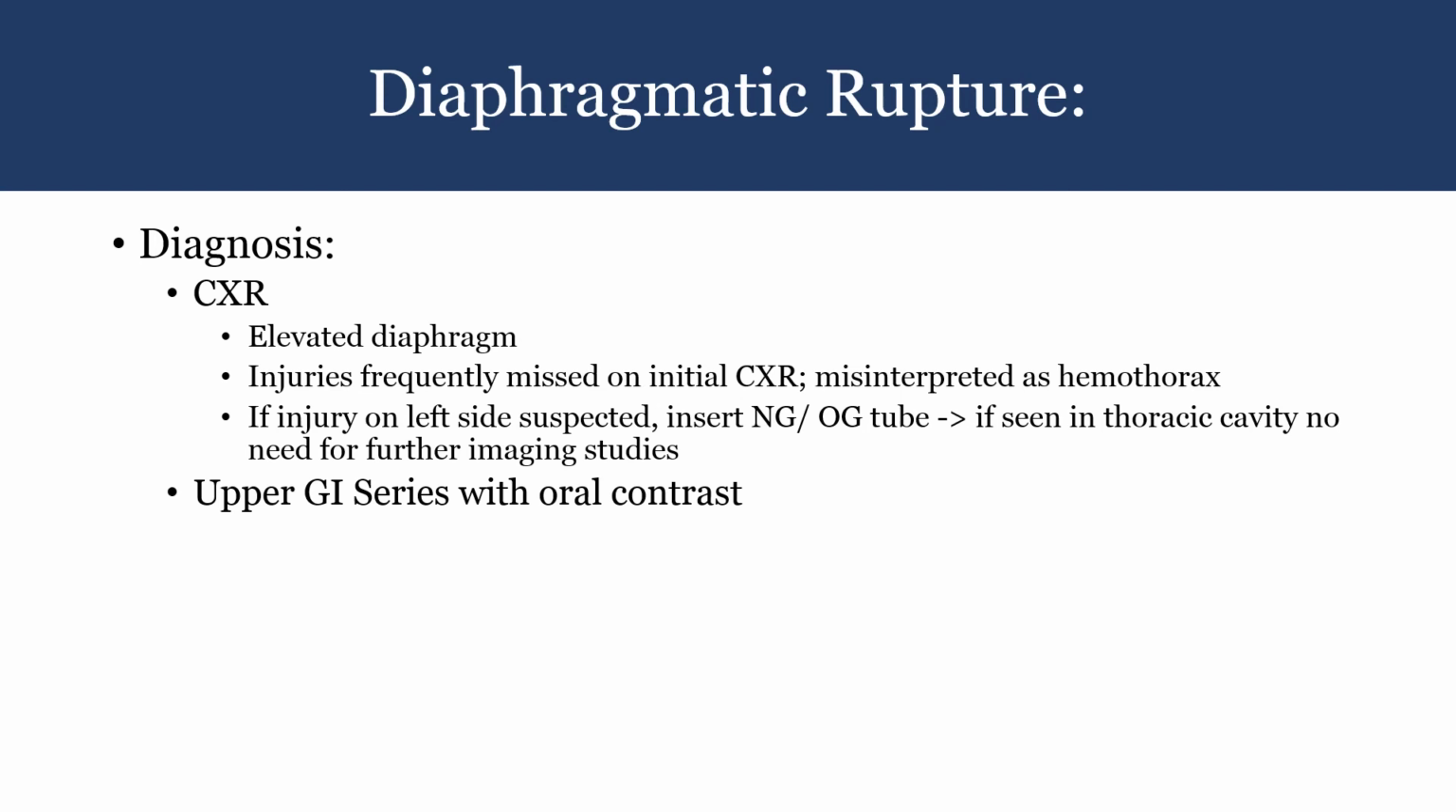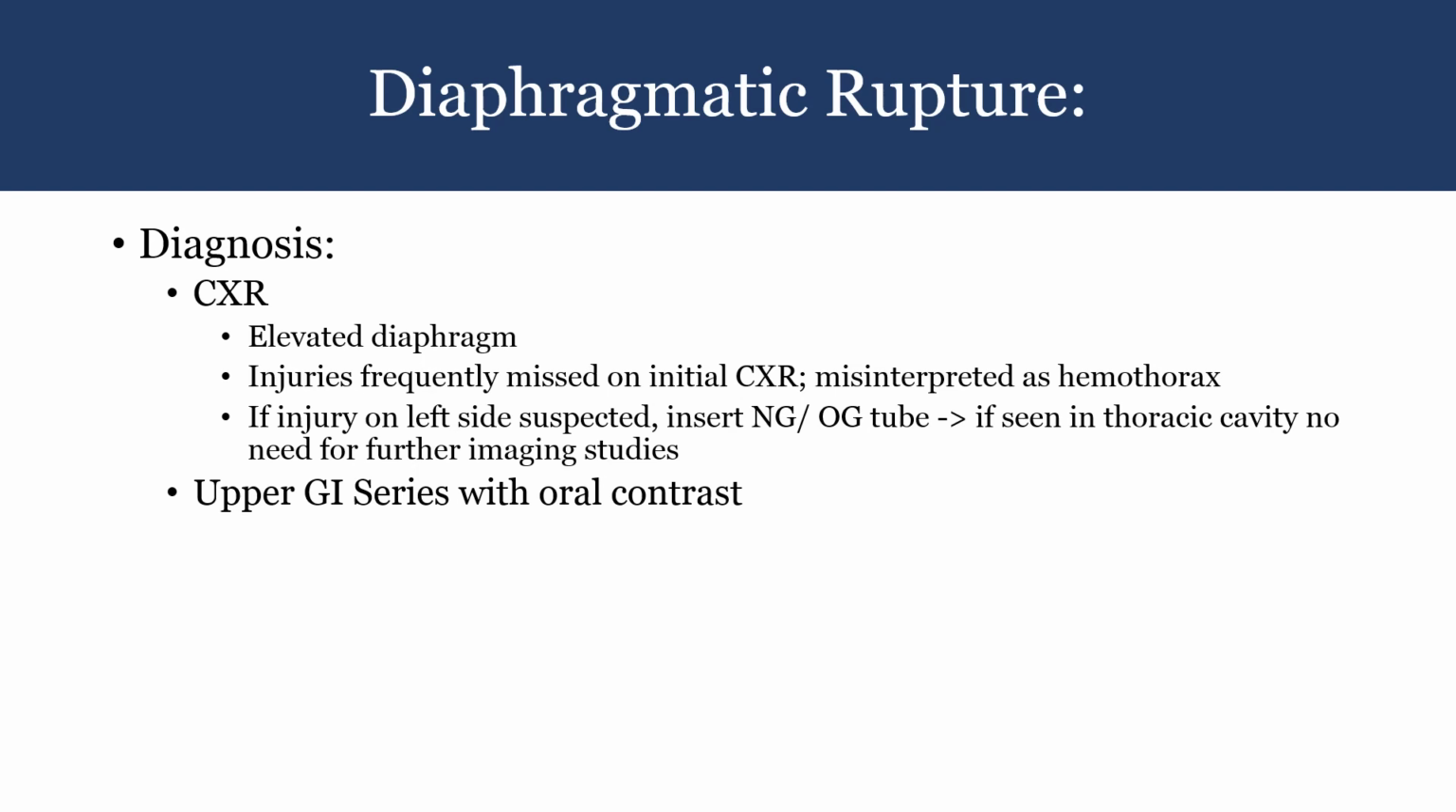And if an injury on the left side is suspected, insert an NG tube or an orogastric tube, and if it is seen in the thoracic cavity, then you don't need to do any further imaging. So insert a nasogastric tube and do a chest X-ray. If you see the NG tube coiling up in the chest, then you know you have diaphragmatic rupture.